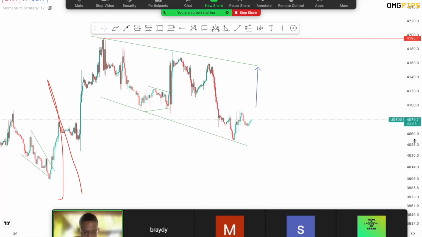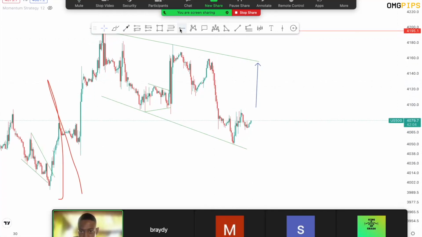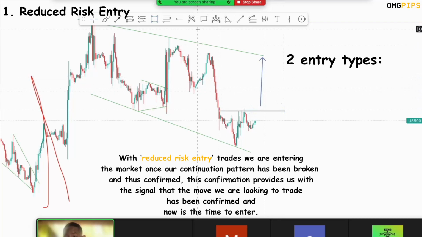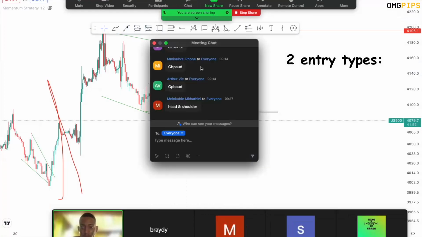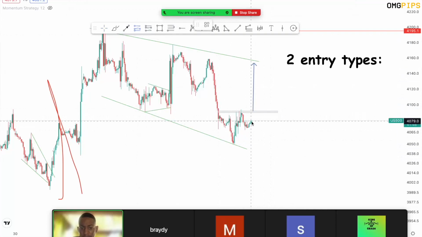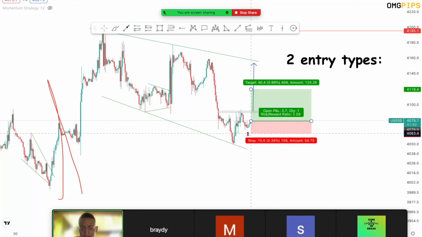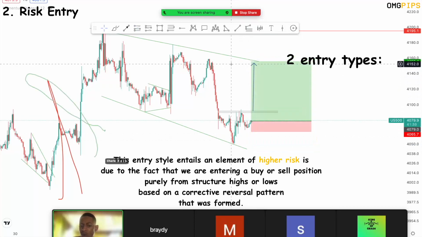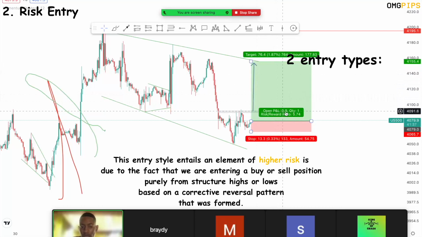The best ways that we can go about it is either waiting for the neckline to break up above and taking this buy, which is a much safer entry. It's much safer because you're waiting for confirmation, then you're buying after confirmation. But even if that doesn't happen, you can easily just take a much riskier trade, which means that you can enter here, take a stop loss maybe here, and take profit here, which is going to increase the risk to reward.